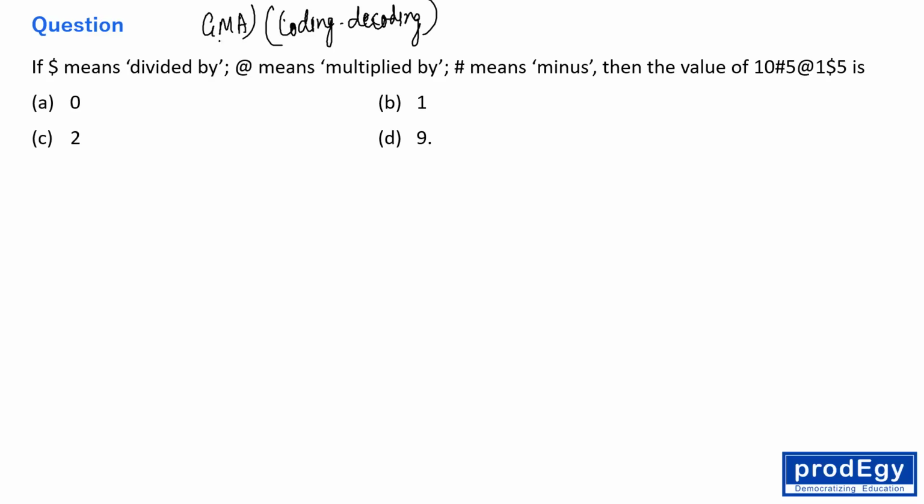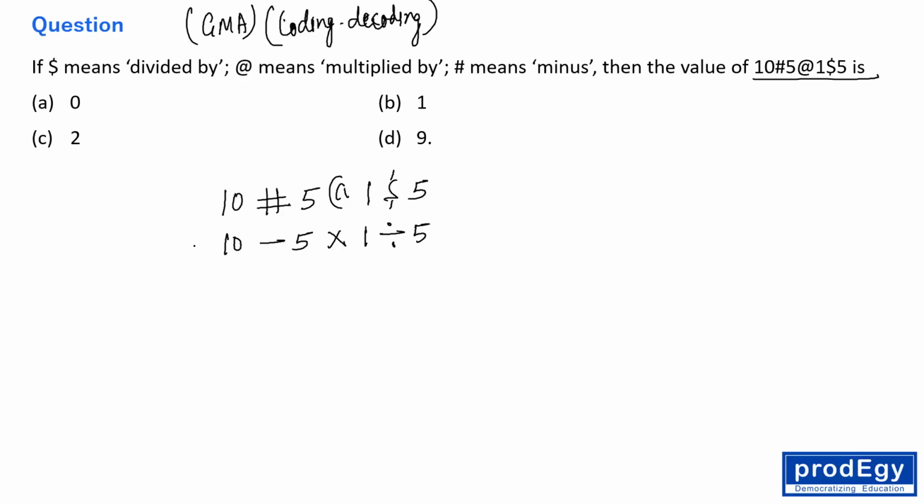Okay, fine. And mathematical operations too. Then the value of 10 hash 5 at the rate $1.5, right? Okay, so 10 hash means minus, 5 at means product, multiply by, dollar means divided by. So fine, so this is 10 minus, so now 5 into 1 by 5.